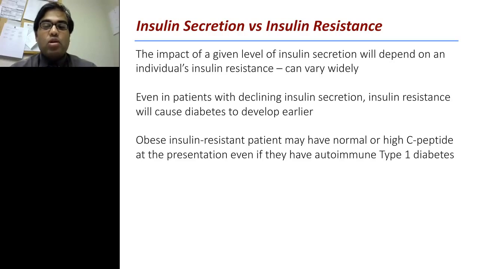Even in patients who separately have declining insulin secretion, if they have additional insulin resistance, this will cause diabetes to develop earlier. And the final issue here is that obese insulin-resistant patients may have normal or even high C-peptide levels at their presentation, even if they have autoimmune type 1 diabetes that we think is phenotypically type 1 from our available biomarkers. And this is where we've had some difficulty recently because many patients with type 1 diabetes don't present classically with that lean body phenotype.